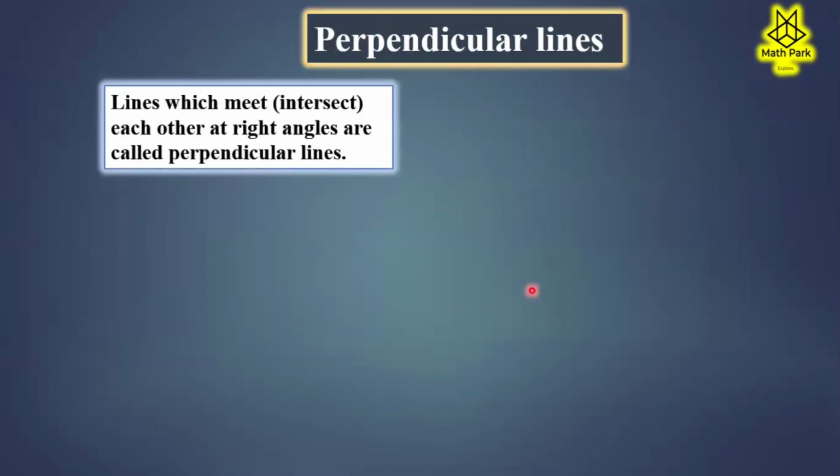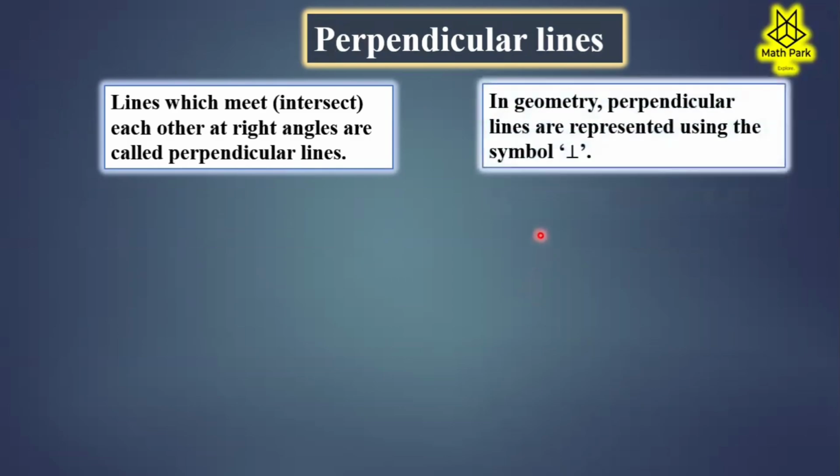Perpendicular lines: the lines which meet or intersect each other at right angles are called perpendicular lines. In geometry, we represent the perpendicular lines with the symbol, the upside-down T.